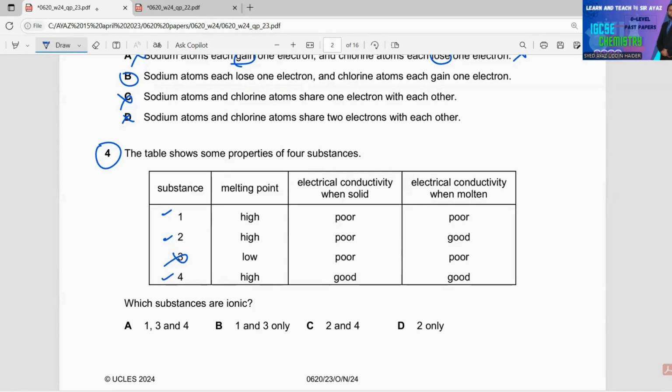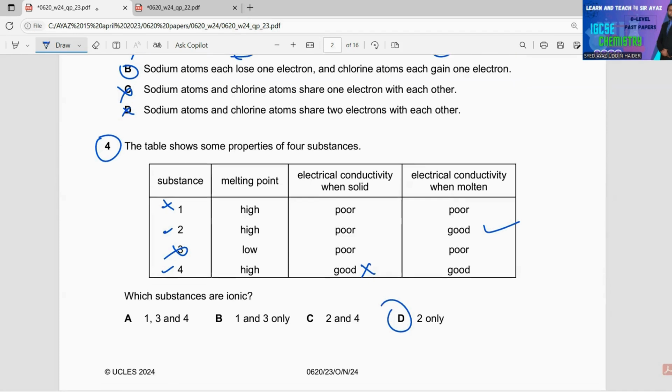Now, in 1, electrical conductivity is poor when in solid state. This is also correct because in the solid state they do not conduct electricity, and in the molten state they do conduct electricity. So 1 is correct. What about 2? 2 high, poor, good. This looks correct to me. What about 4? Melting point high, it's correct. Conductivity when solid, good. This is incorrect. So D must be the right answer in this case.